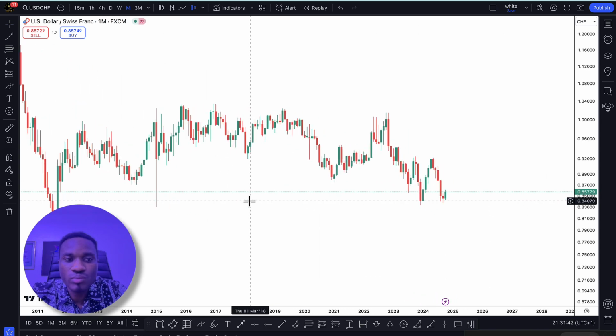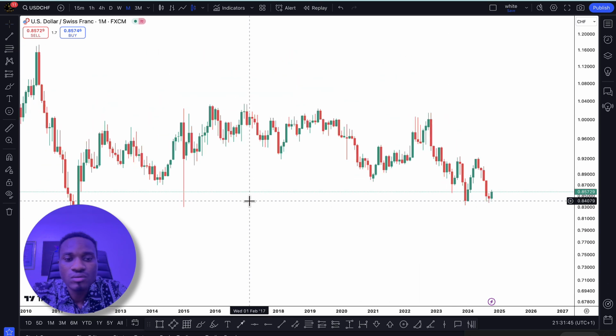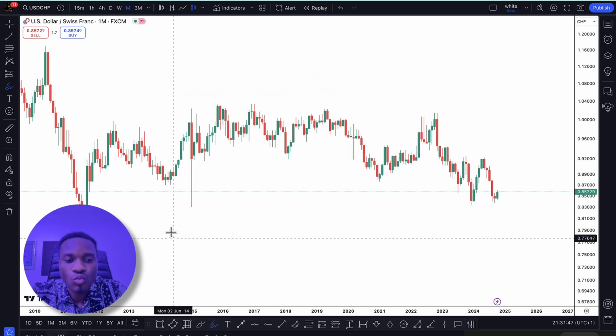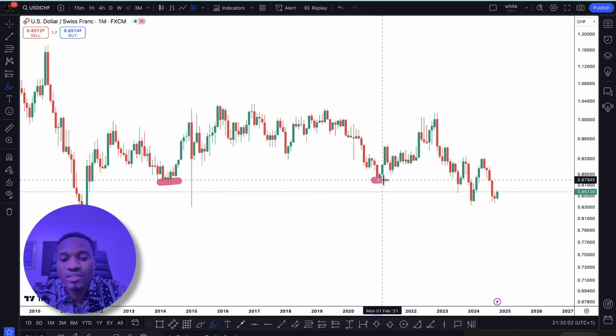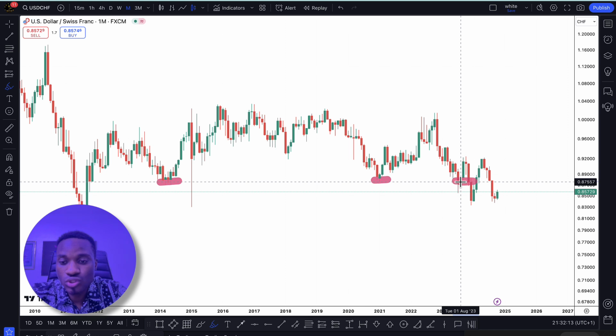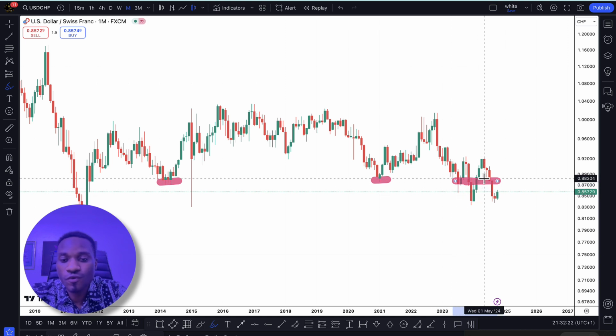On this monthly chart, these are the major swings in this market. We have the major swings right here. That was March 2014, August 2014. Yeah, I think that was 10 years ago. And then we have the same level rejecting price in April 2021. And this level failed to hold price in August 2023 and March 2024. It means this level became inactive within 2023 and 2024, right?